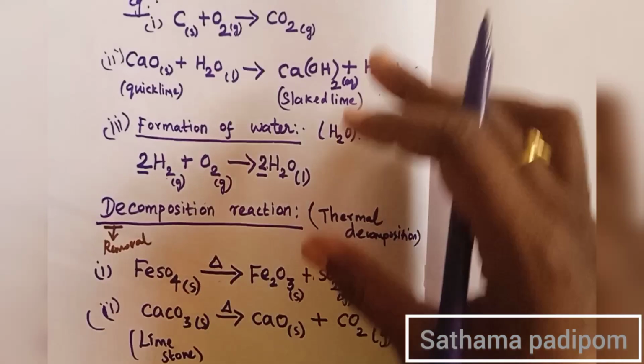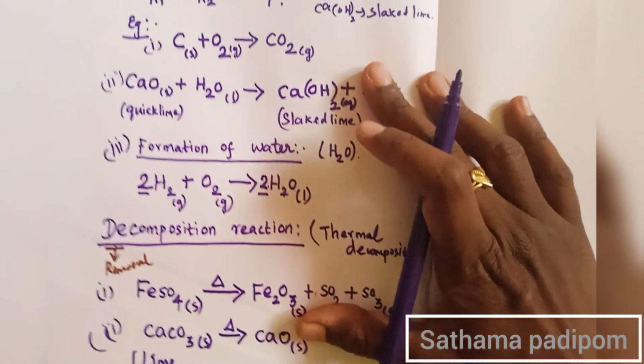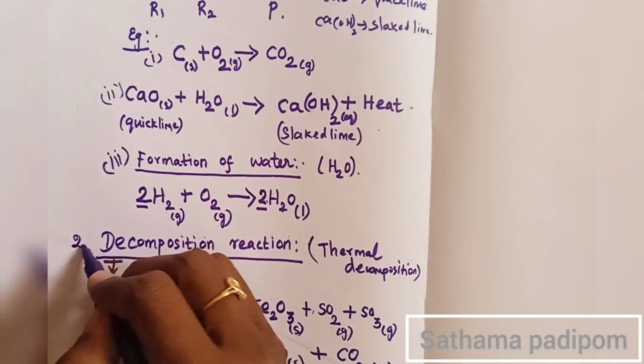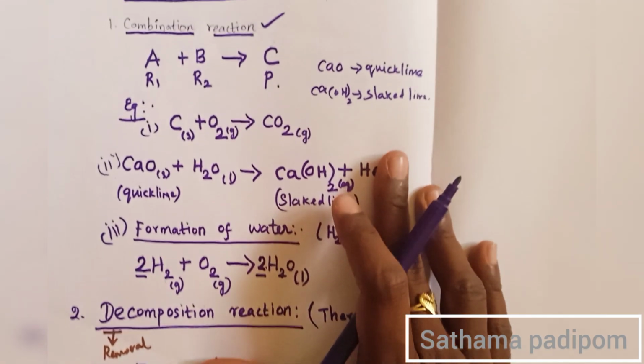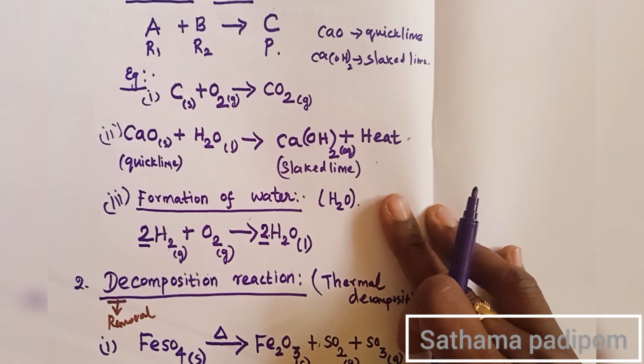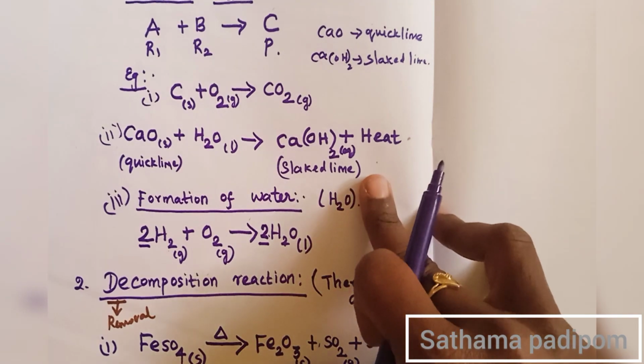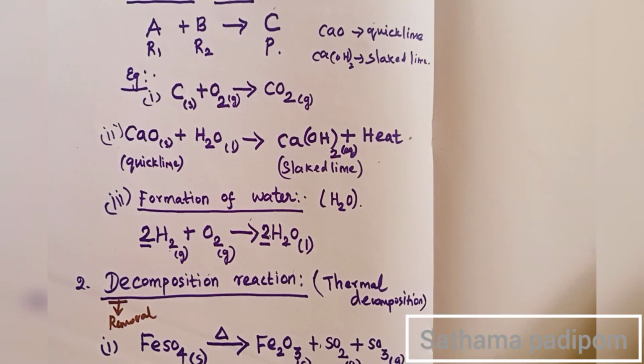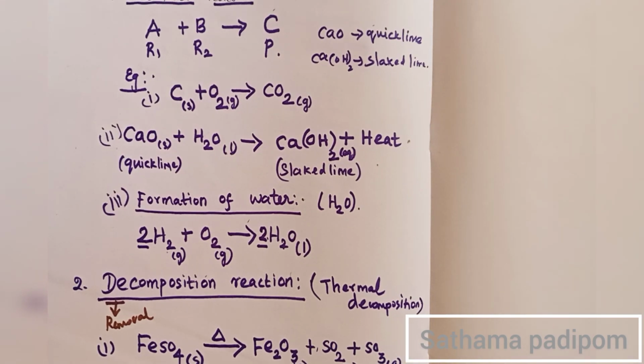Okay, so these are the two types of reactions we have discussed. The first one is the combination reaction and the second one is the decomposition reaction. Okay, and next, let me give one more example for the decomposition reaction.